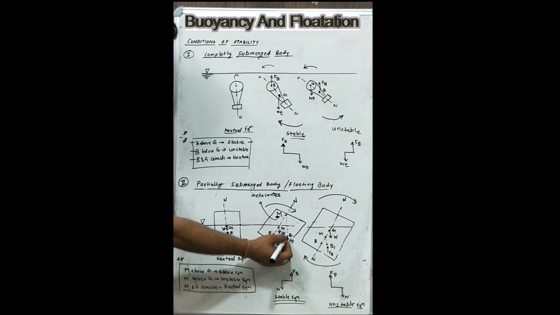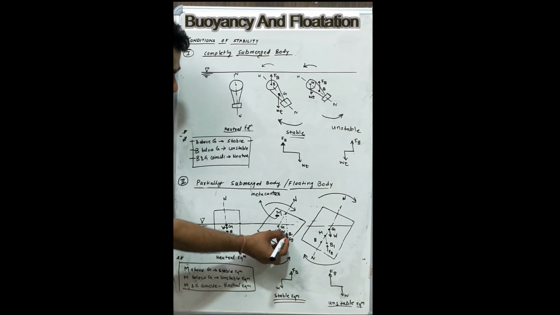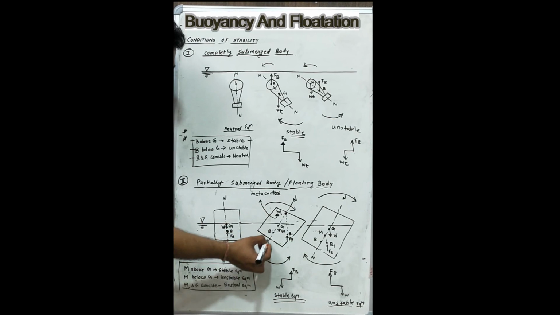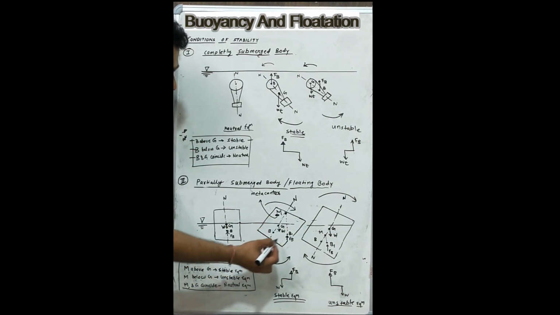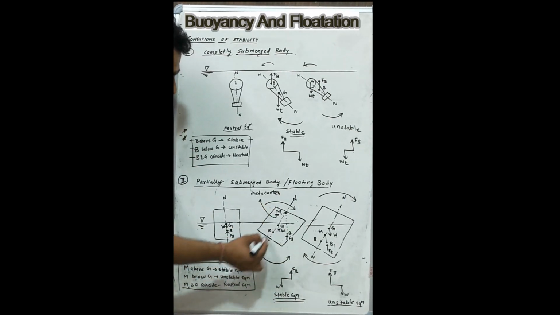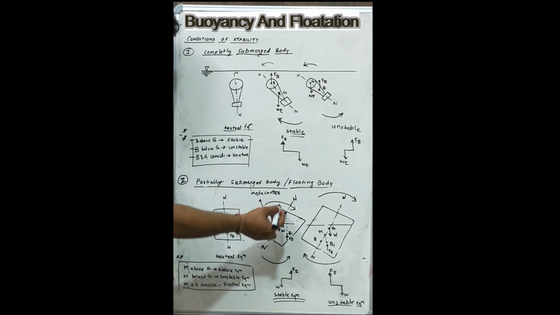So this acts in a vertically upward direction, and G is the point where the weight of the body is acting in downward direction. The line of action of these two forces intersects the normal axis of the body. This is the normal axis of the body, N. The intersection of the normal axis of the body and the new line of action of the buoyancy force is called M, which is called the metacenter. This is the metacenter.